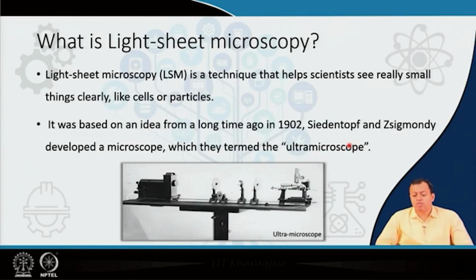Light sheet microscopy, it was said, could overcome several of these problems. Now, light sheet microscopy is not at all recent. In 1902, German scientists, frankly speaking, I hope they are German and I cannot pronounce their names. You try if you can pronounce their names. This looks like Polish to me, but this looks like German to me. So, I am just guessing. These two gentlemen came up with the term ultramicroscope.